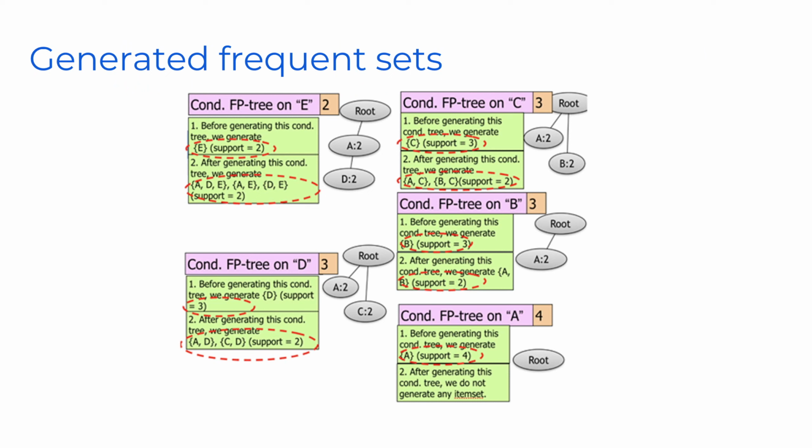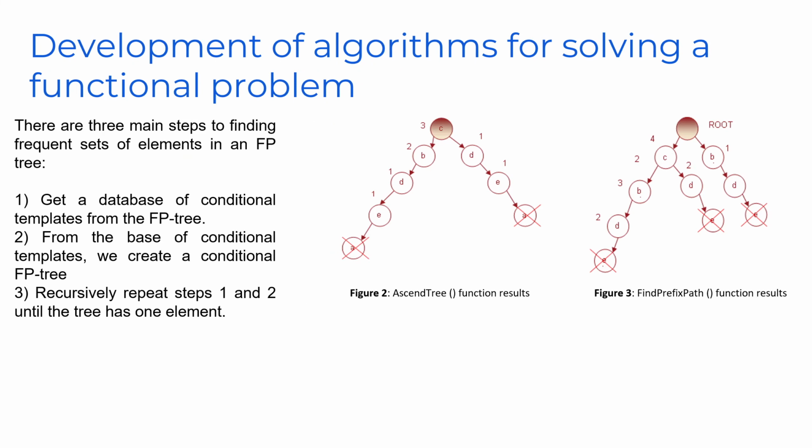Here are the generated frequent sets. Development of the algorithm for solving the problem. There are three main steps to finding frequent sets of elements in the FP tree. Step 1. Get a database of conditional patterns from the FP tree. Step 2. From the base of conditional patterns, we create a conditional FP tree. And step 3. Recursively repeat steps 1 and 2 until the tree has only one element.